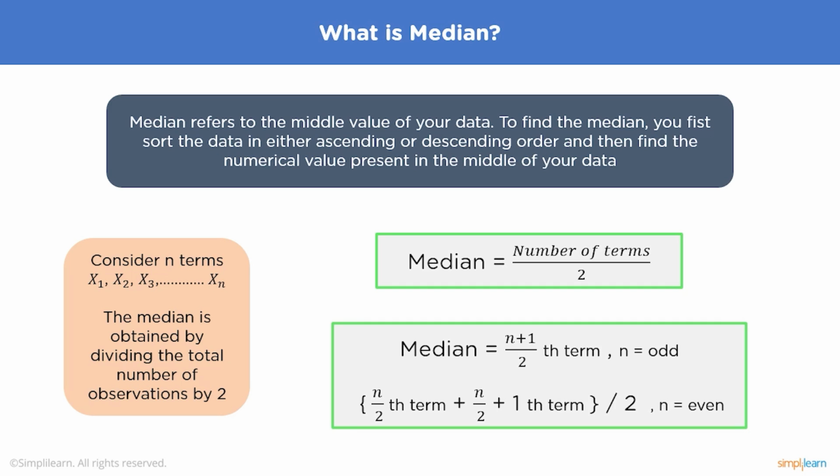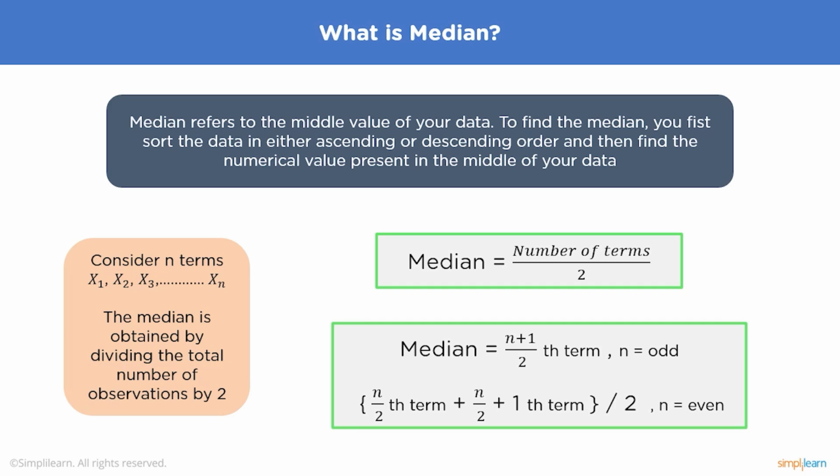Again, let us consider n number of terms ranging from x1 to xn. The median can be obtained by dividing the total number of observations by 2. This works out very well with odd number of terms. Suppose you have 11 terms, then obviously the 6th term will be your median with 5 numbers above and 5 numbers below.